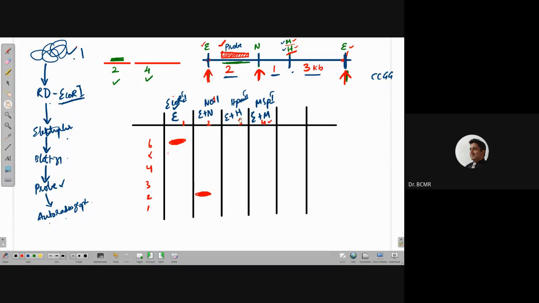What about E and H? That is EcoRI and HpaII. EcoRI will give the 6 kb fragment, like the previous one, but then we are digesting with HpaII. Yes, Shubhakirti? 3 fragments, sir. 3 kb.